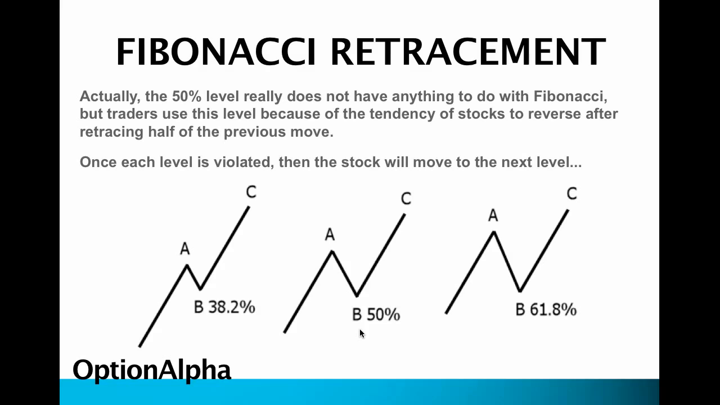Now, actually, like I said, the 50 does not have anything to do with Fibonacci, but traders use this level with a tendency of stocks to reverse after retracing. So each level that is violated, then the stock will move to the next. So if the stock violates the 38.2, the next area of support is going to be the 50% level. If it violates that level, then it's going to go down even further and hit the 61.8. Okay, so does that make sense?